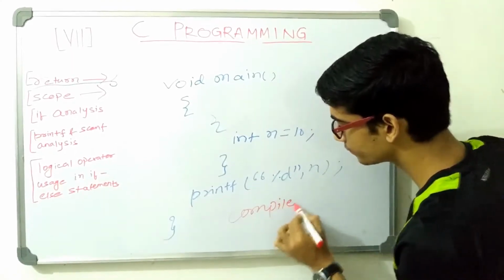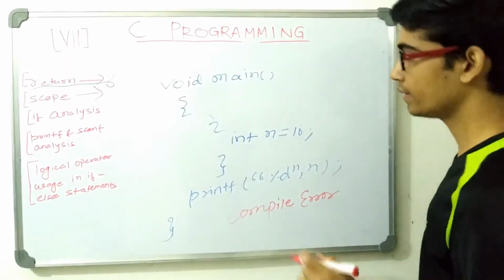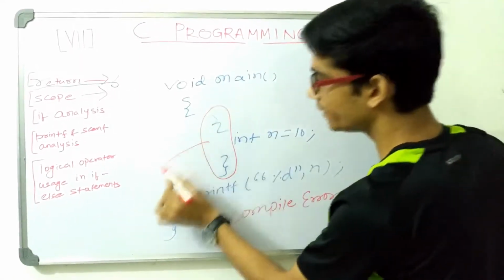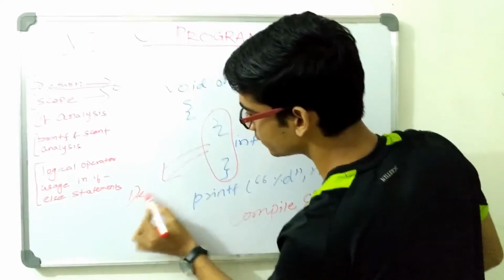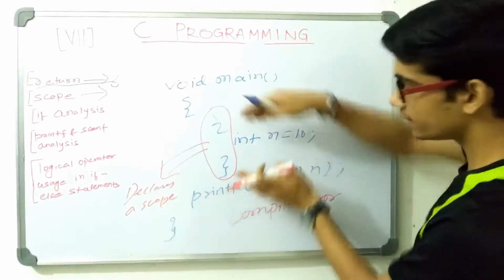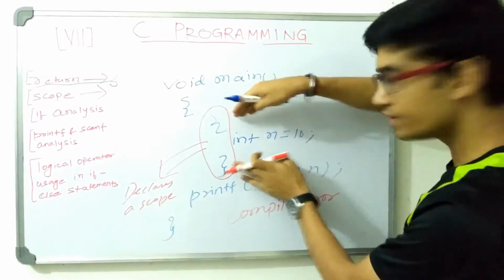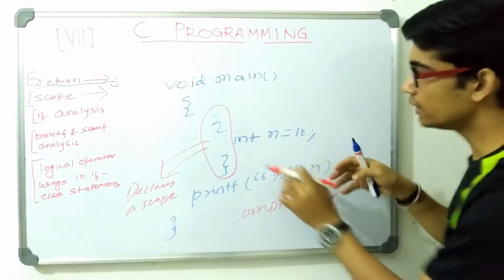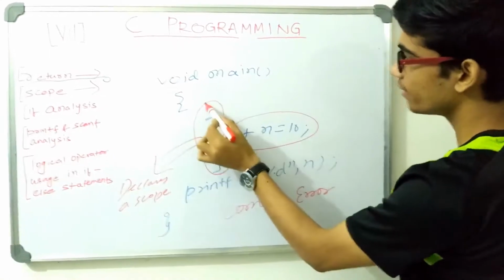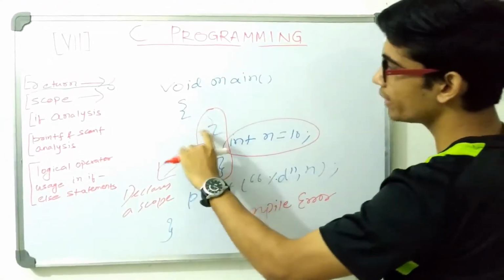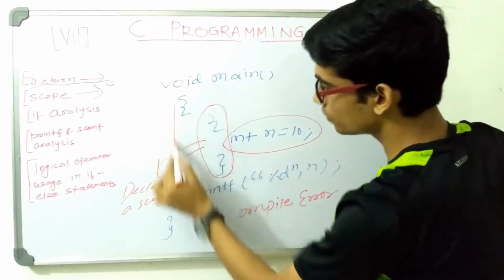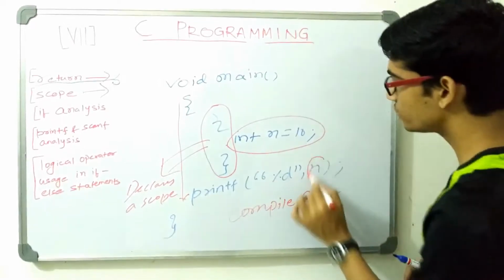Okay, why? Because these braces actually declare a scope in C. Scope is basically the area under which statements will be limited. So the scope of this int n equal to 10 is limited to this area only. The scope is up to here only, and we are trying to access this n in another scope. So this n has gone out of scope.